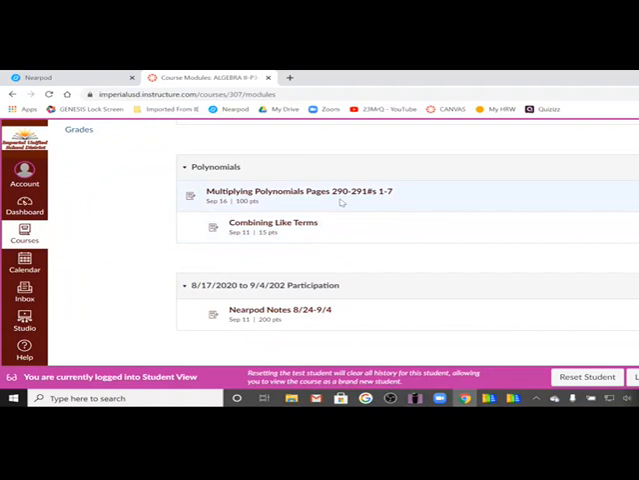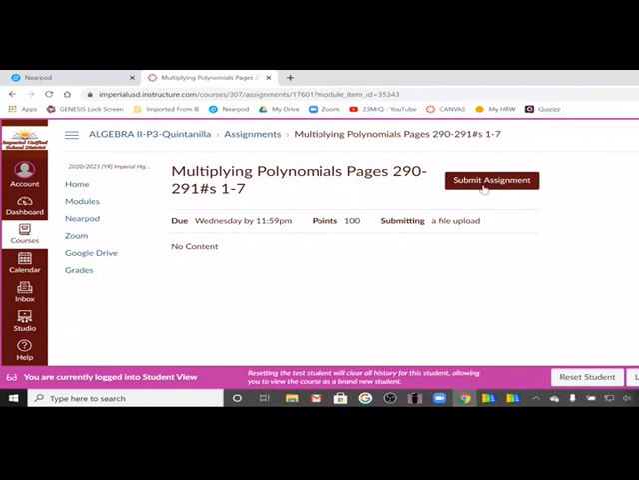Pages 290, 291, numbers 1 through 7. Is that correct? Yes, Mr. Q. All right, so then you click on that. It's going to take you to a page where you can submit the assignment. How do you submit it? Same thing as what we did in Nearpod. Take a picture of the work, make sure it fits. I can see the entire work. If it's 2 pages or so, try and fit them all in there. And you click submit, and that's how you're going to submit your work.